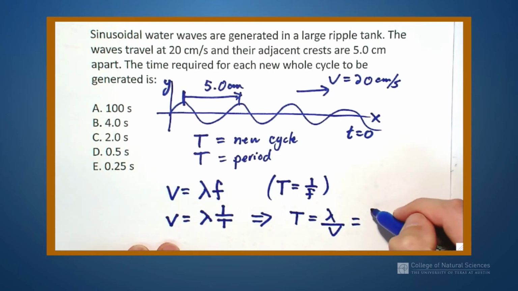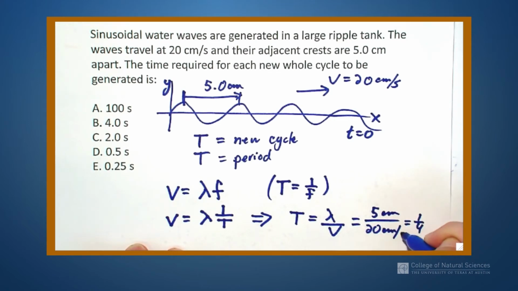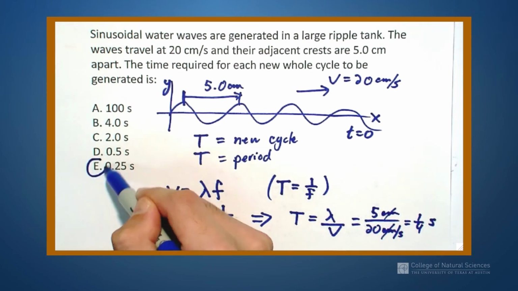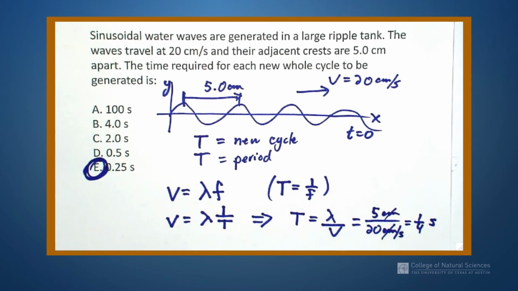So in this case, our wavelength was 5 centimeters, and our velocity was 20 centimeters per second, which should give us 1/4. We'll see that the centimeters cancel out and the seconds are left. So we get 1/4 of a second, or 0.25 seconds, is the answer.